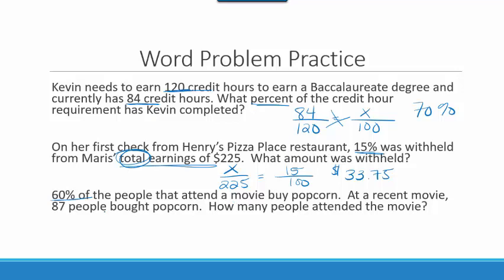And then finally, 60% of the people that attend a movie buy popcorn. 87 people bought popcorn. We want to know how many people attended the movie. It's this type that you really have to be careful with. The percent again goes over 100. 87 is either going to go at the top or the bottom.